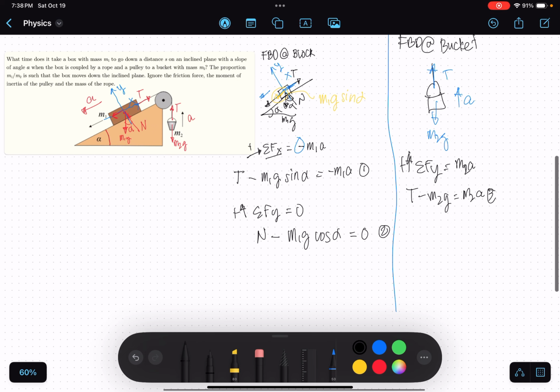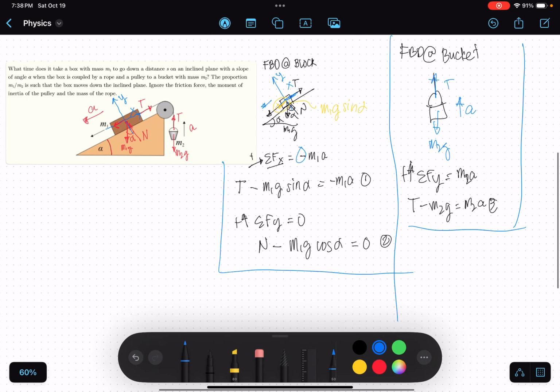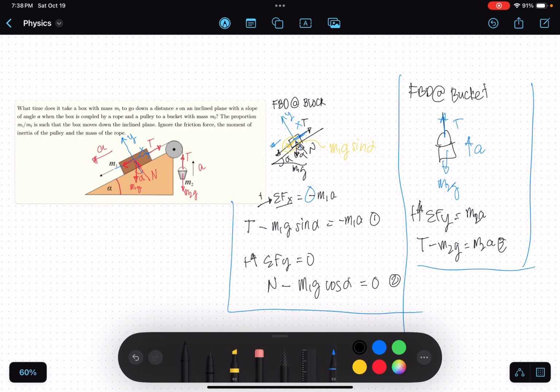Now, kung titignan nyo, class, no? Titignan nyo, so we can combine equation 1 and equation 3. So, paano ma-combine si equation 1 and si equation 3? Combine mo si equation 1 at saka si equation 3. So, punta tayo dito, combining equation 1 and equation 3. Ano si equation 1? Si equation 1 right now is T minus M1G sin alpha equals negative M1A.